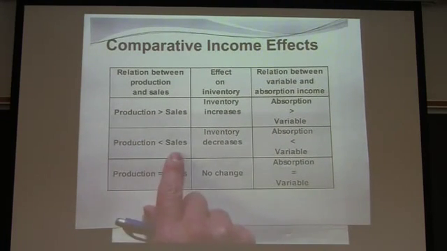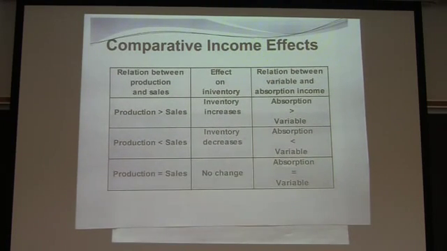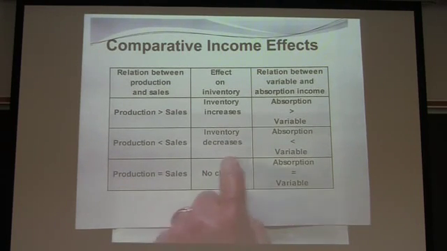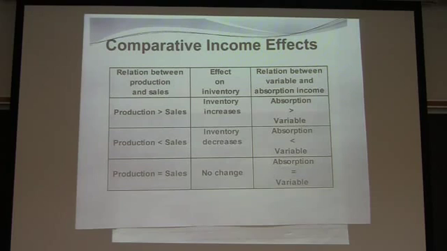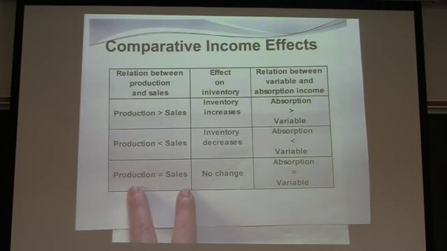If production is less than sales, that means that our ending inventory is going to be less than our beginning inventory. If there was a beginning inventory, that means inventory will decrease. And of course, the opposite effect will happen. Now, if production equals sales, then we know that if everything that we produce is what we sold, then all of those will be expensed. And of course, absorption costing income will be equal to variable costing income.